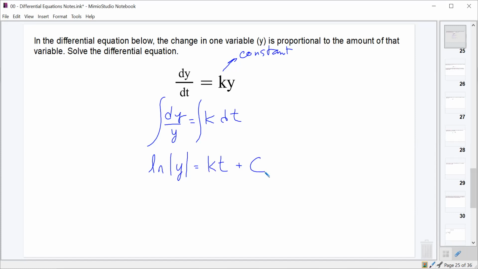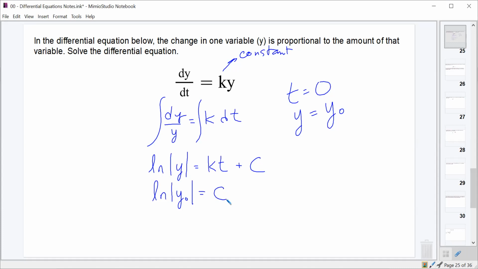And what we're going to do now is the same thing we normally do at this point, which is plug in our initial condition. But if we look at this, we don't really have an initial condition. But we do know that the way we can notate the amount of y that we have when t is 0 would be y naught, right? That's our initial amount, y naught. So we do know that when t is 0, y should be represented by y naught. So the natural log of the absolute value of y naught is equal to, if t is 0, that's just c.